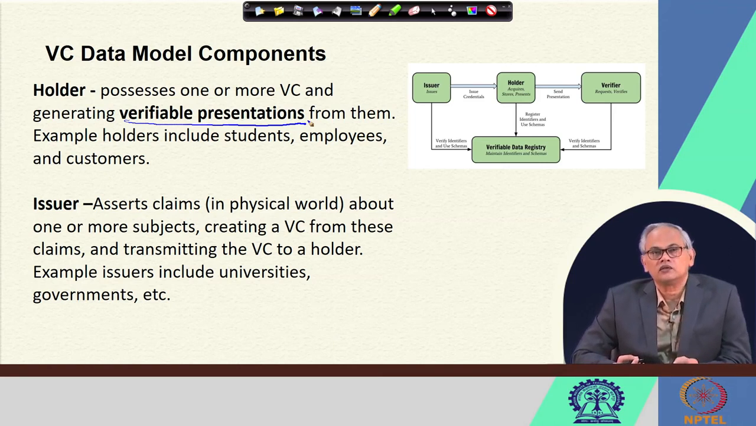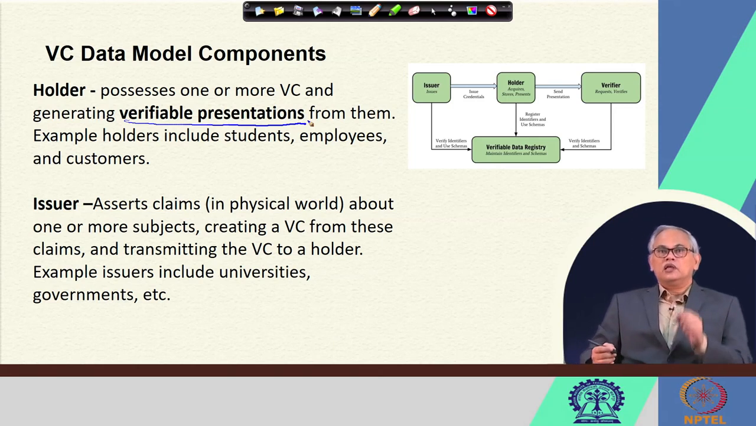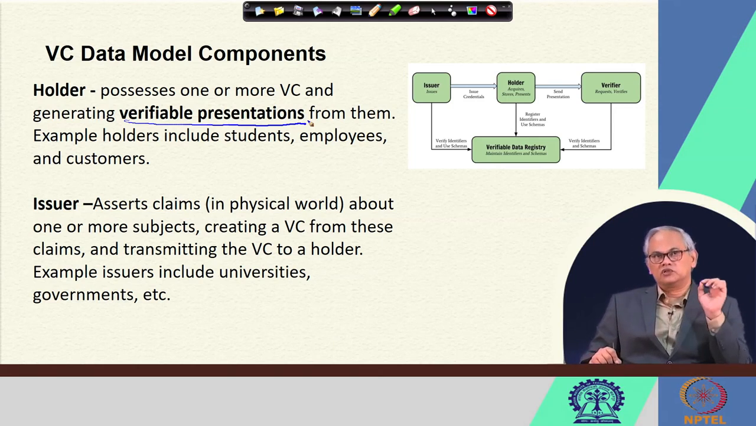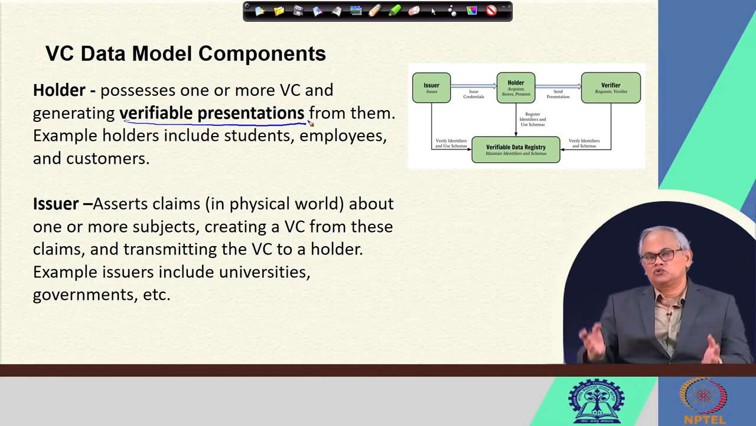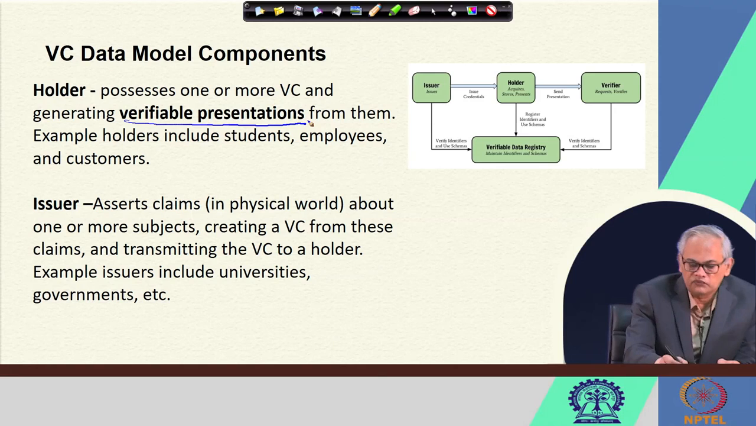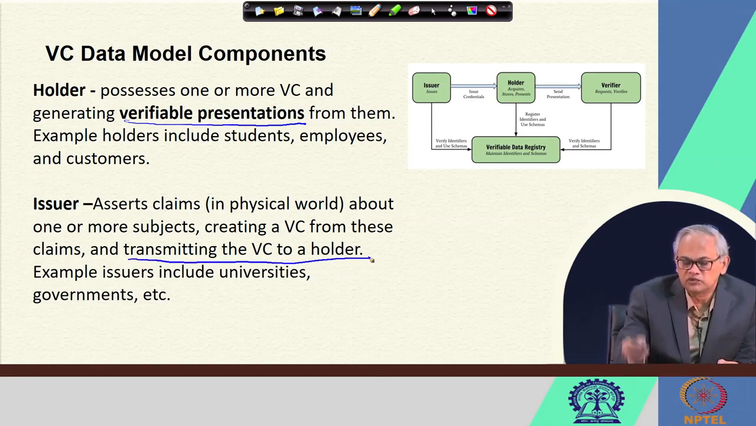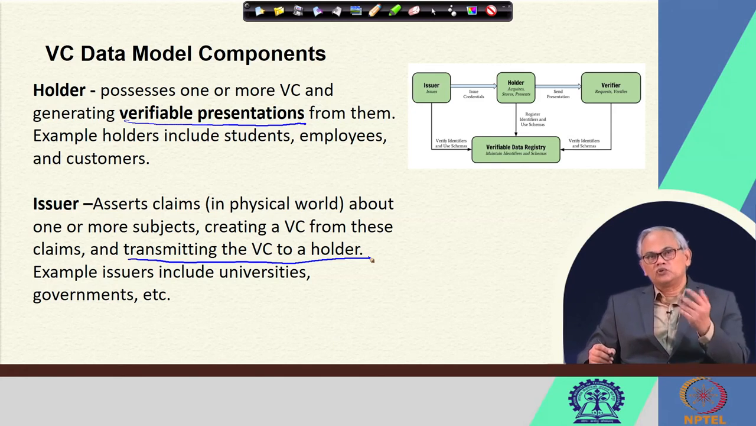The issuer is the entity that asserts claims in the physical world about one or more subjects. If you consider the university example, a university can assert claims about many students, that this student graduated with a major in this discipline and with so much CGPA or percentage of marks and so on. So, that is the issuer, which asserts claims about one or more subjects, creates a VC from these claims, and then transmits the VC to the holder. Example issuers once again could be the university, the government and so on.